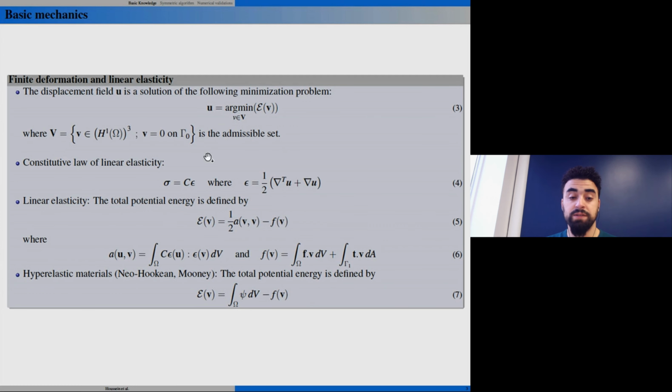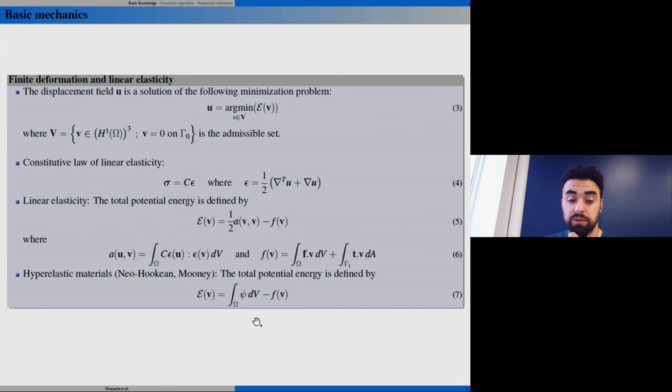In the case of linear elasticity, we have a constitutive law which describes the behavior of the material. Also, always in the case of linear elasticity, our total potential energy can be written in this form: 1/2 A(V,V) minus F(V), where A is a bilinear, continuous, coercive application, and F is a linear and continuous application, and therefore we can prove the existence and the uniqueness of the solution.